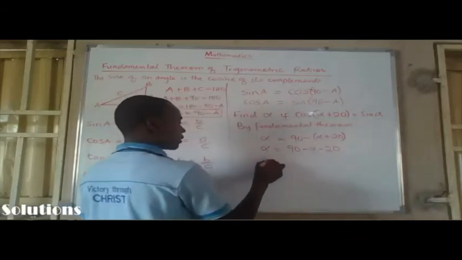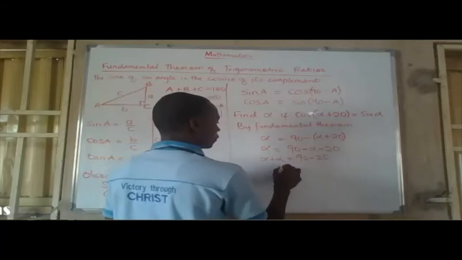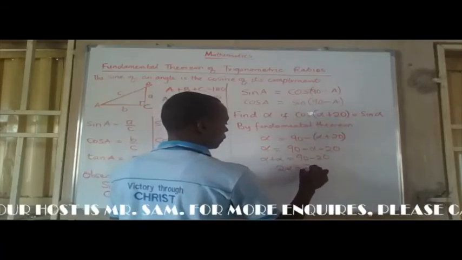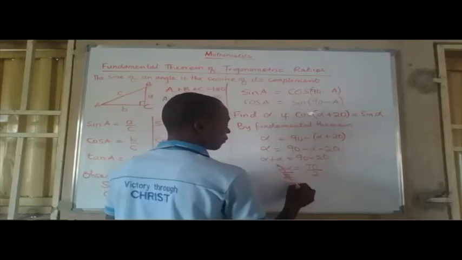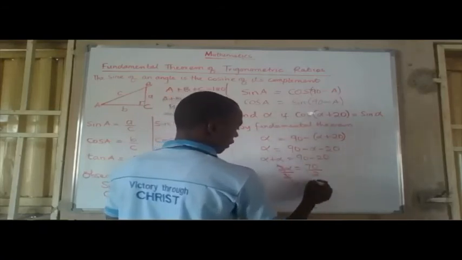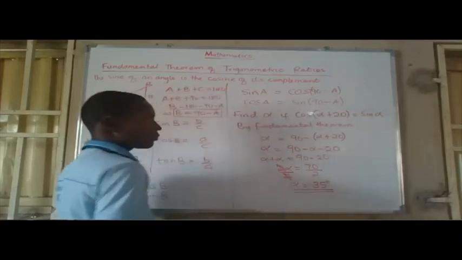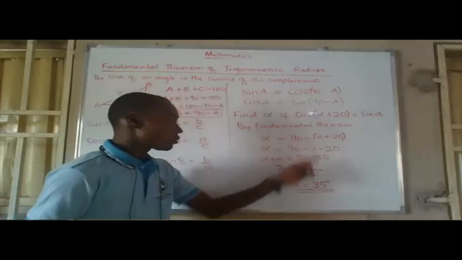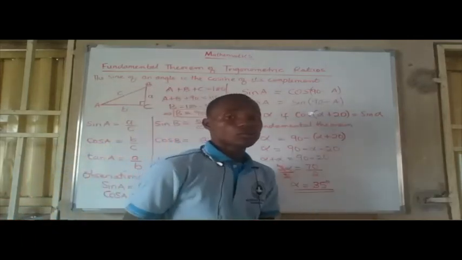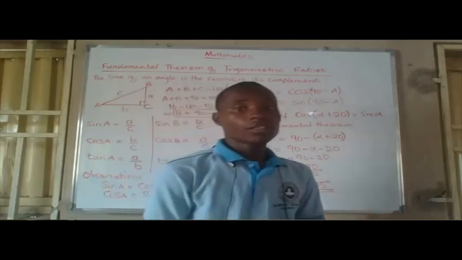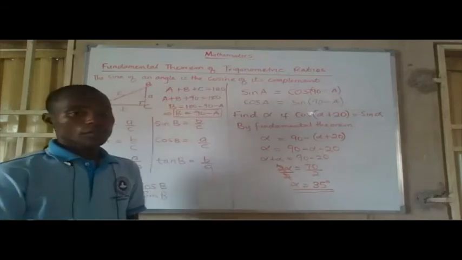Collecting like terms, alpha plus alpha must be 90 minus 20. 2 alpha must be 70. Divide both sides by 2. It is evident that alpha is 35 degrees. So that is to say, cos of 35 plus 20, that's cos 55, should be equal to sine 35. And that's how we solve using this fundamental theorem.